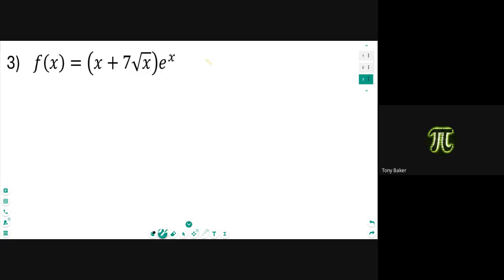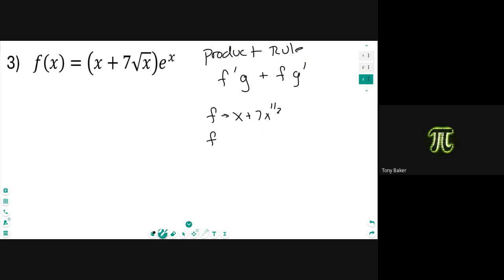Yeah, for this one you're going to need the product rule. What's the product rule? So in this problem, f is x plus 7x to the 1/2. So f prime is... g is e to the x, and g prime is e to the x.